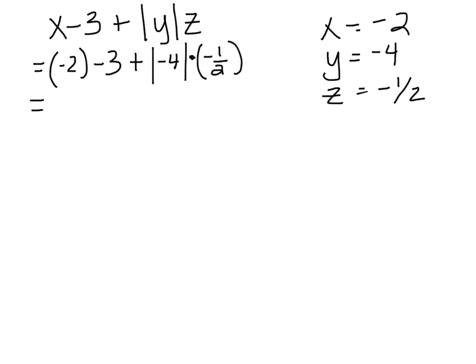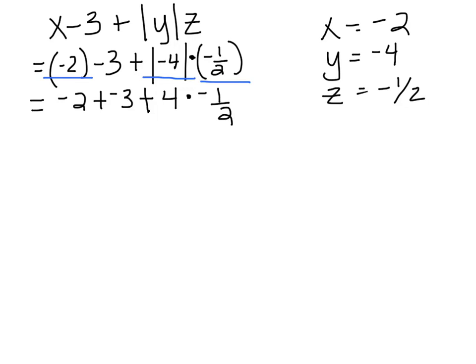Now I'm going to do what's in my grouping symbols first. The first grouping symbol is this one. It's there just to show it's a negative 2. So I can rewrite it, negative 2 plus a negative 3 plus. Now I have another grouping symbol. I have the absolute value of negative 4, which is 4, times and I have another parenthesis, which is negative 1/2, and I can just show that I'm multiplying it by that 4.